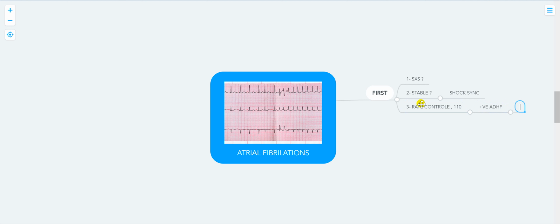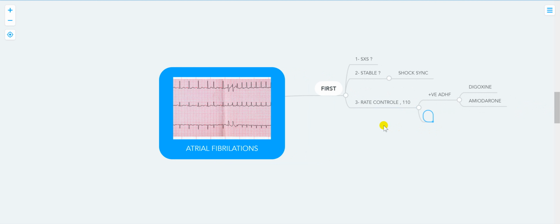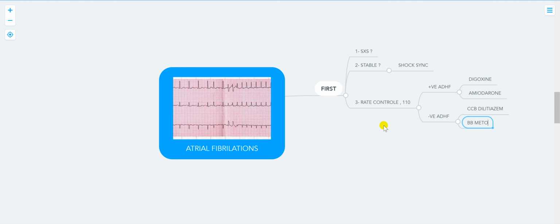If there's acute decompensated heart failure, we give digitalis. Okay, digoxin, or what else? Amiodarone. Okay. What if there is no acute decompensated heart failure? What do we give? We will give a calcium channel blocker like diltiazem. Or what else? We'll give a beta blocker like metoprolol. Okay. So basically simple and easy.